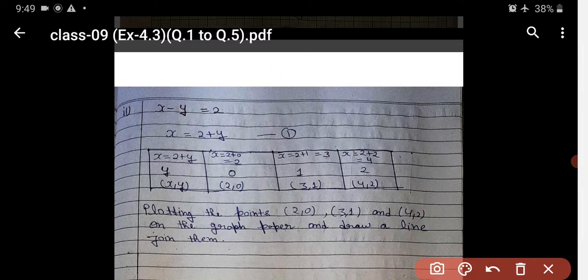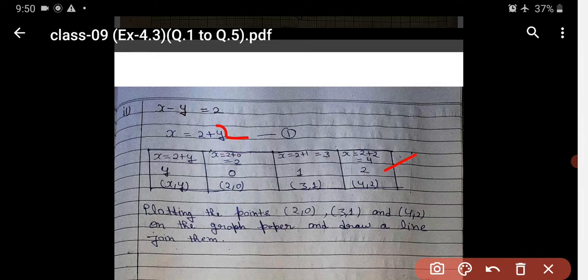In order to make a graph, you have to make that variable alone. Okay. So your equation is x is equal to 2 plus y. Now here x comma y. So if you take in place of y 0, the value of x is 2. If in place of y you take 1, then the value of x is 3. And in place of y, if you take 2, then the value of x is equal to 4.